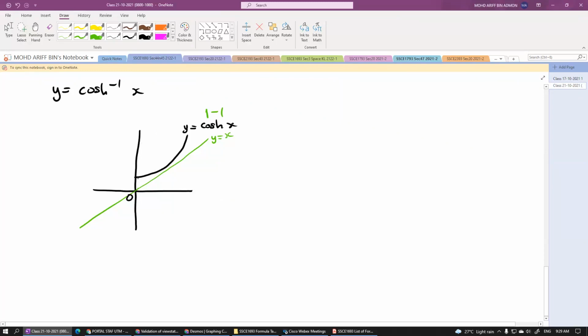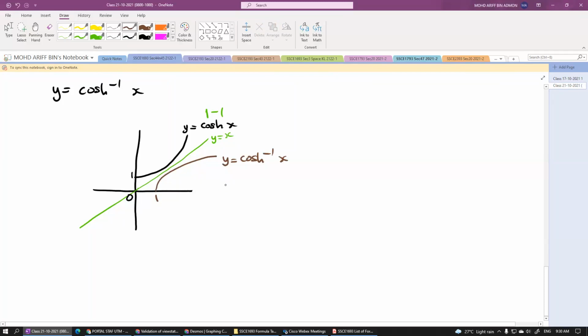So now you may reflect with respect to this line of y equal to x. Since the value is 1 here, you should also get 1 here. Somewhere something like this. The most important thing here is that it must be 1. So this is your y equal to cosine hyperbolic inverse x.